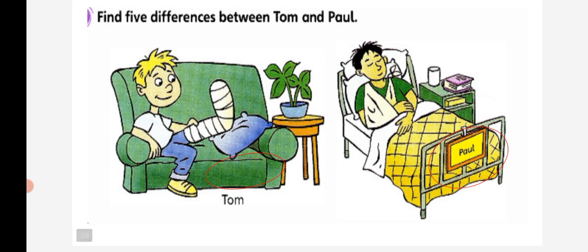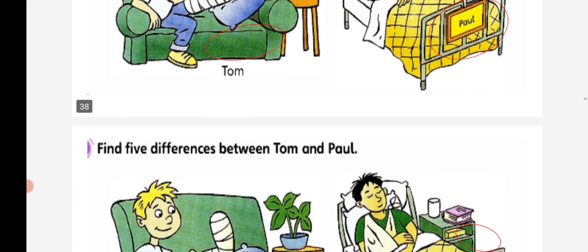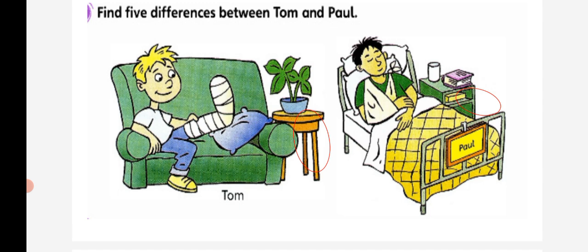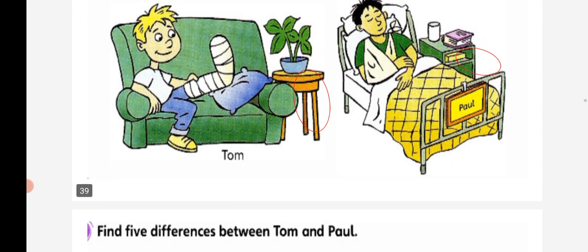Then in the next slide, we have what they are sitting or sleeping on. So Tom is sitting on a sofa, whilst Paul is sleeping on a bed. Then next we look at the objects next to them. There is a table next to Tom, whilst there is a cupboard next to Paul.